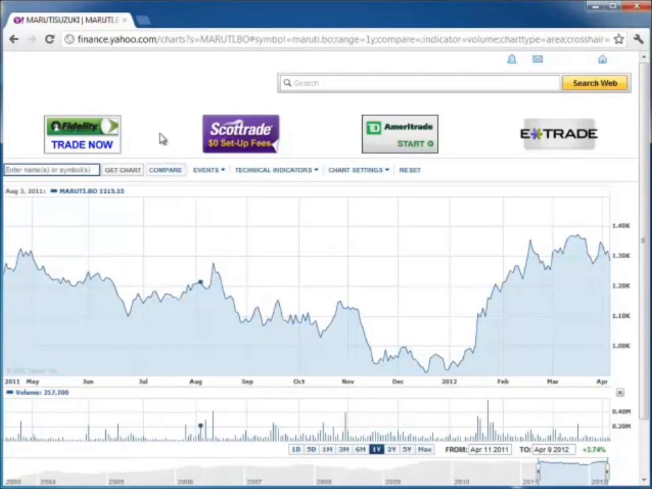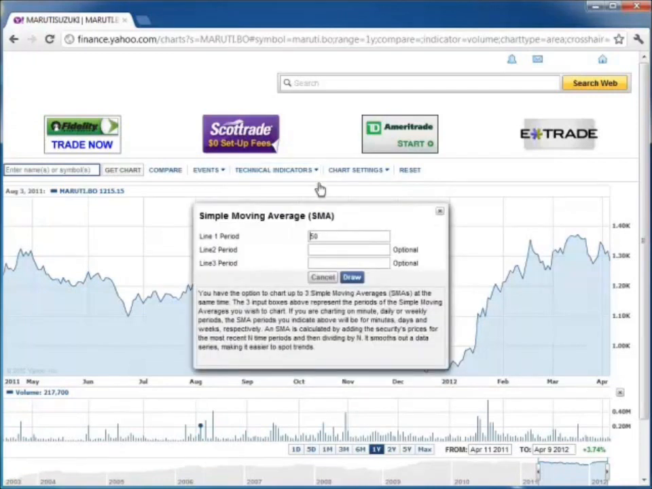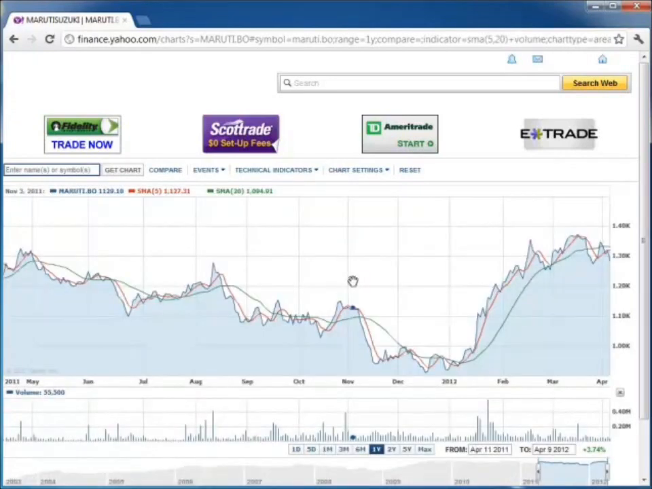Now what we can do, and this is one of the great things about Yahoo Finance, is that there are tons of technical indicators, as you can see here, that we can plot. By default, volume was already selected. So now what we want to do is plot a moving average. So we'll go with a simple moving average. And we want to set the number of days for this moving average. So let's say, going with our example, we do a 5-day moving average and then a 20-day moving average. Okay, and we can see what it looks like here.